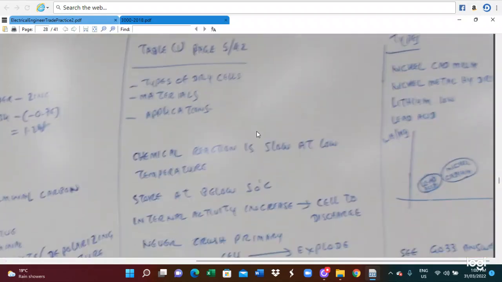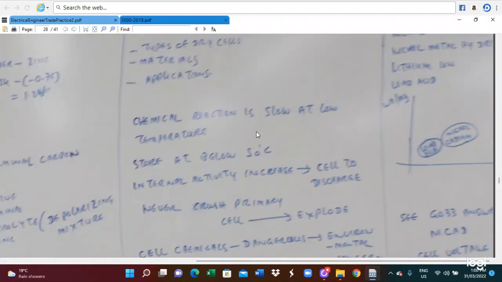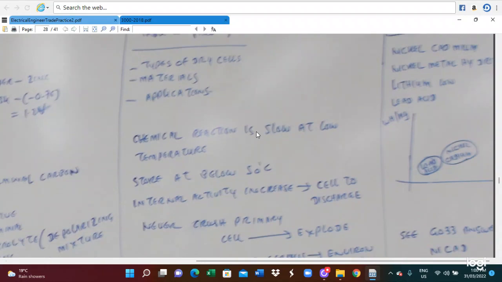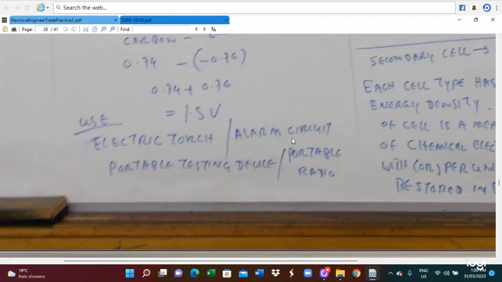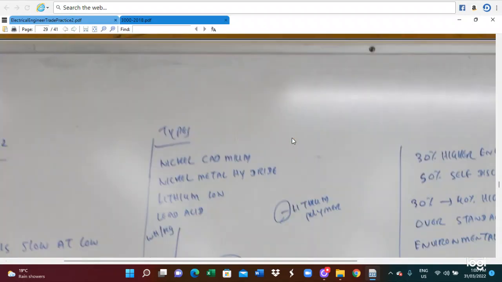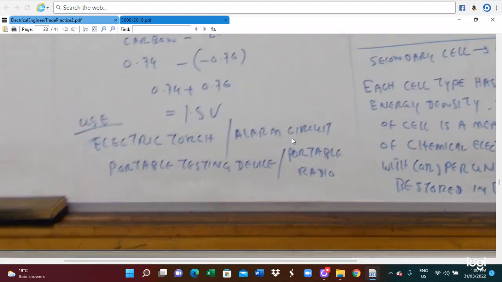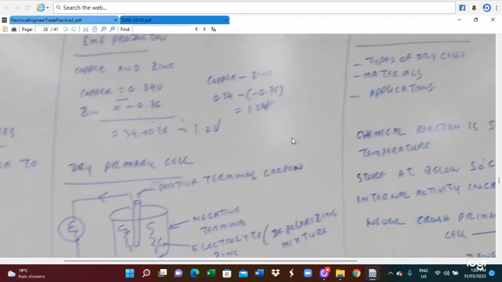Then also, the type of the dry cell. We use the dry cell and we utilize it. This is the calculation of the potential. Copper and zinc are utilized. Copper is 0.3 volt, zinc is minus 0.76. So zinc minus 0.76, minus, then you get a plus. So this is 1.3 volt. So this will be the copper calculation.